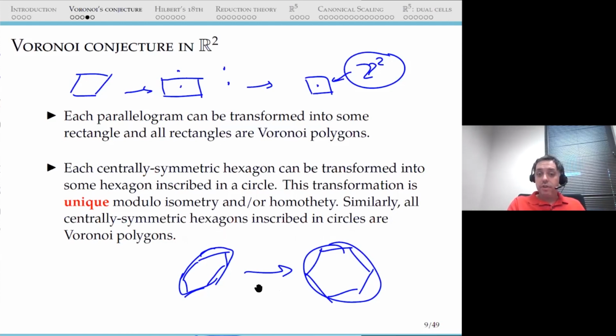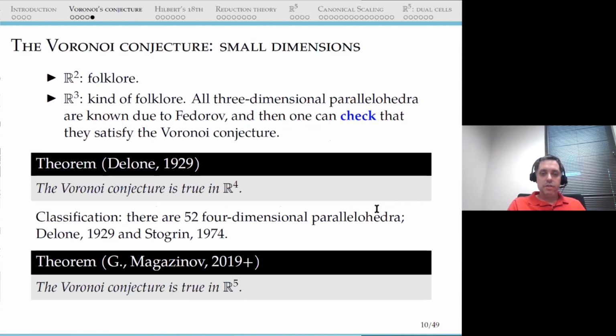And actually, this transformation from ellipse to circle is essentially unique, right? We just need to shrink or stretch along one direction. And after that, we're going to get a Voronoi polygon. So that's a proof of the Voronoi conjecture in dimension 2. In higher dimensions, it's not that easy. So what is known in higher dimensions? For R2, it's treated as folklore. I don't know where the proof was first found.